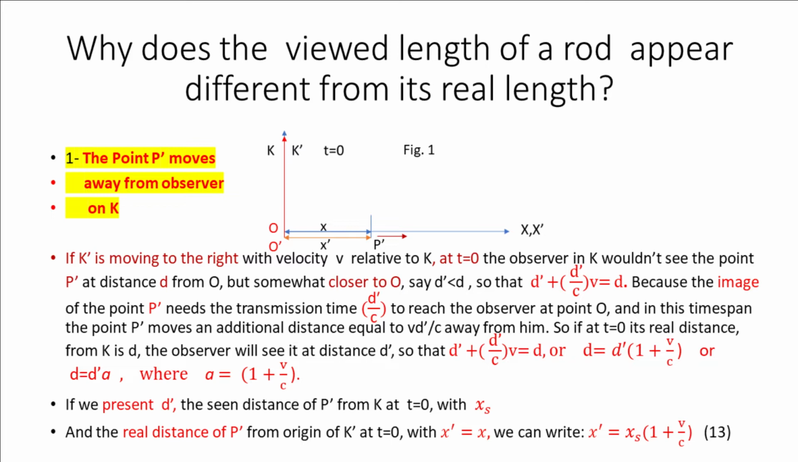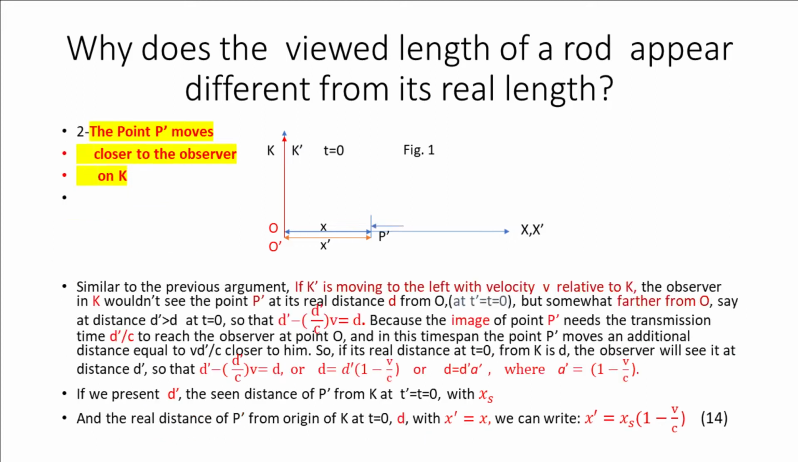If we present d', the seen distance of P' from K, at t equals 0, with x sub s, and the real distance of P' from the origin of K at t equals 0, with x', we can write equation 13: x' equals x sub s multiplied by the quantity 1 plus v over c. Case 2. The point P' moves closer to the observer on K.